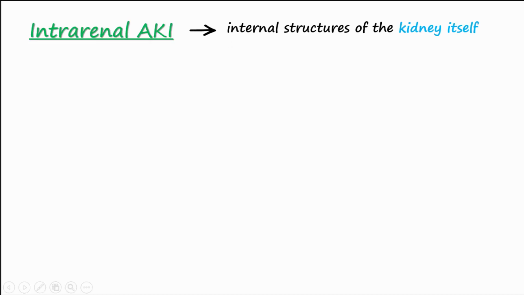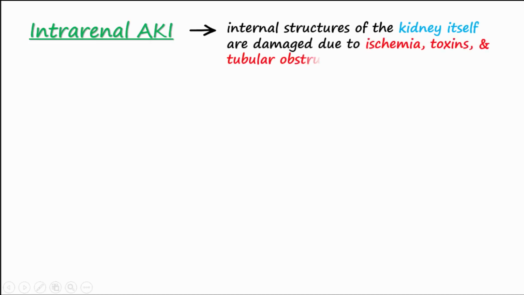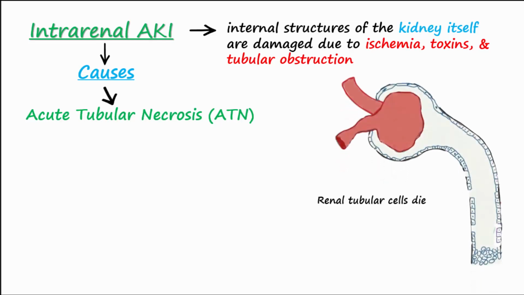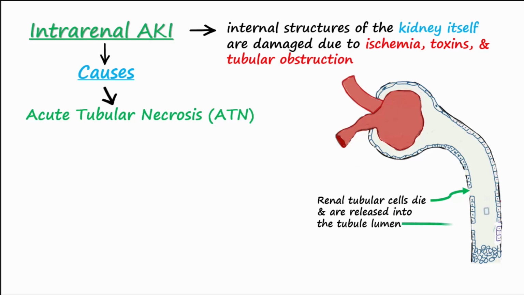The intrarenal form of AKI comes about when internal structures of the kidney itself are damaged due to ischemia, toxins, and tubular obstruction. The most common cause of intrarenal AKI is acute tubular necrosis, or ATN, which is necrosis or death of epithelial cells that line the renal tubules.